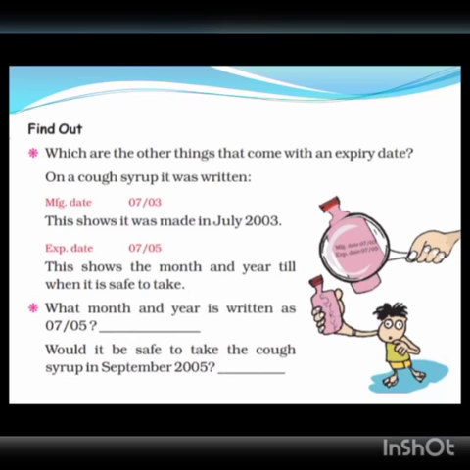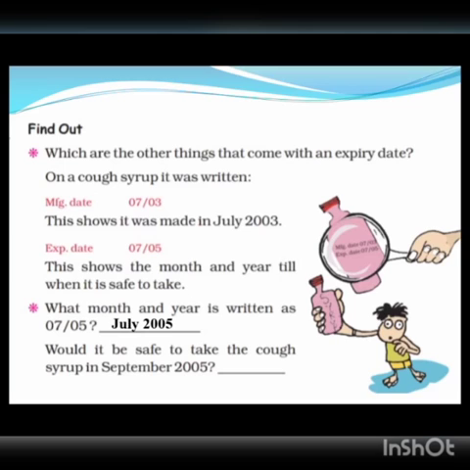Now, our first question is, what month and year is written as 07/05? Yes, we know July is the 7th month and 05 indicates the year 2005. So our answer is July 2005.